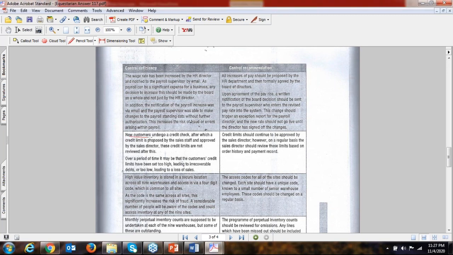New customers undergo a credit check, after which a credit limit is proposed by the sales staff and approved by the sales director. Same sentence from the question, he picked it. These credit limits are not reviewed after this. This is the deficiency. And why is it a deficiency? Over a period of time, it may be that the customer's credit limits have been set too high. This leads to irrecoverable debts, or too low, leading to a loss of sales. So this is the impact.